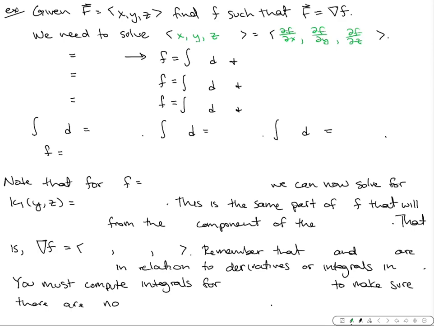So we're going to take this one thing that we want to be true and turn it into three equations. We know that df dx has to be equal to x. We know that df dy has to be equal to y. And we know that df dz has to be equal to z.